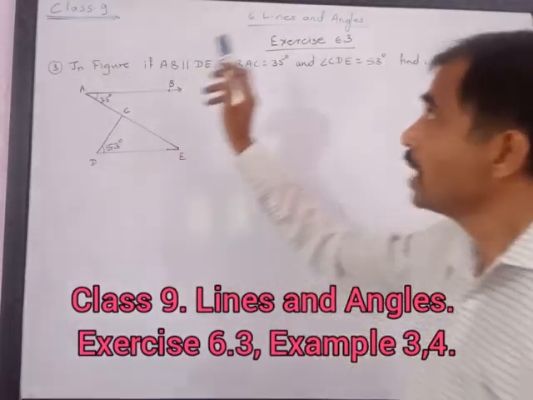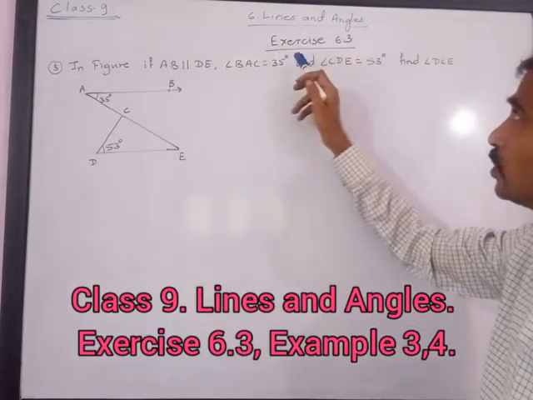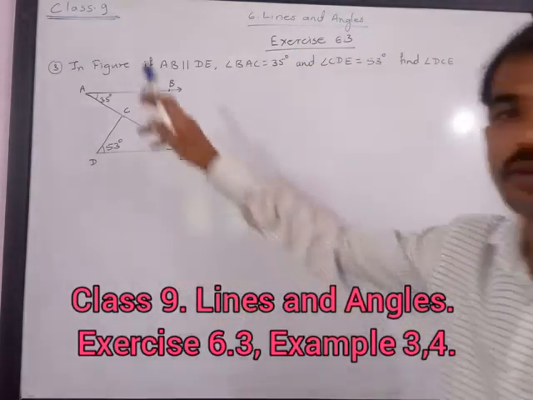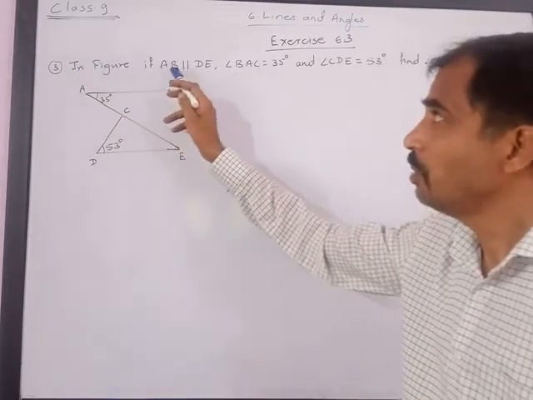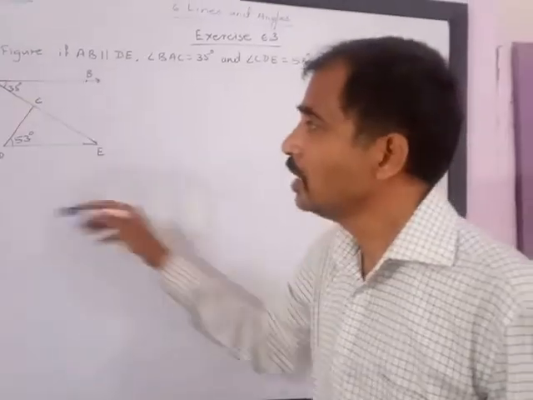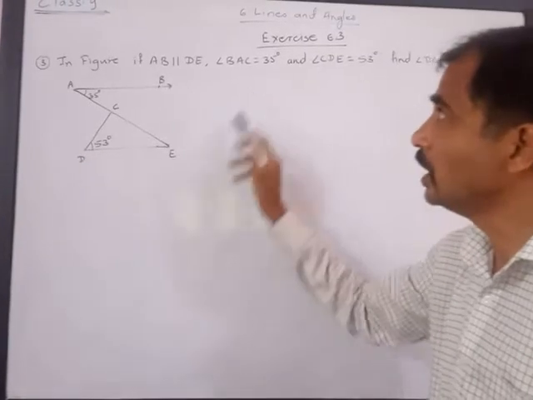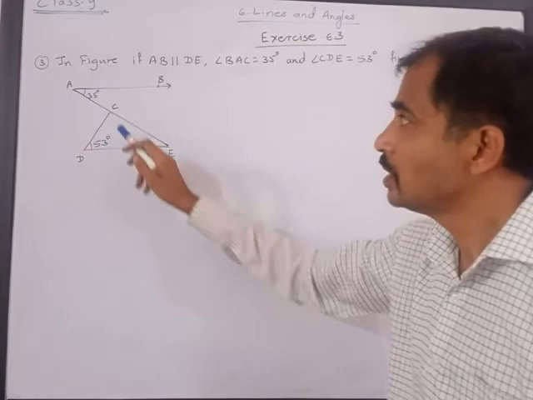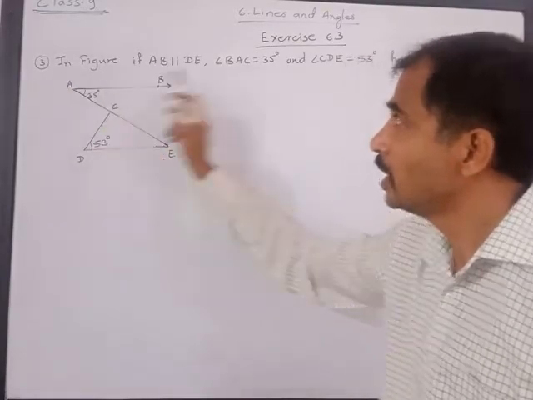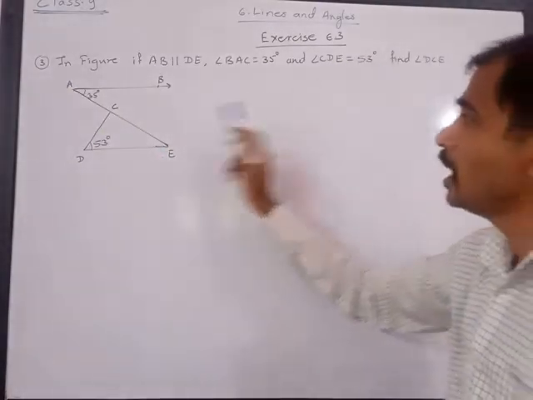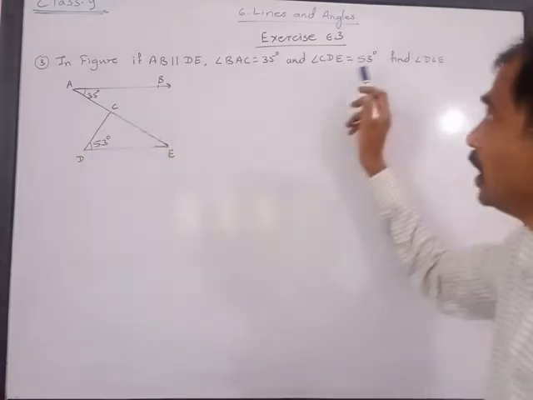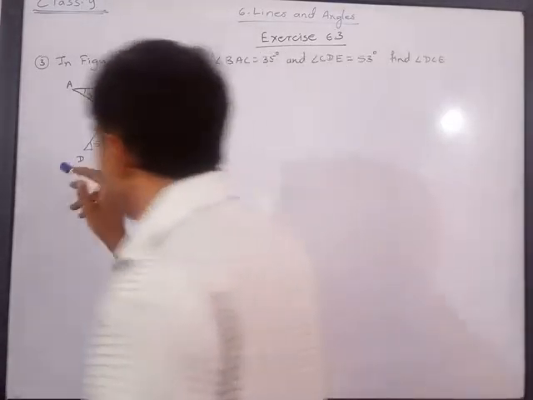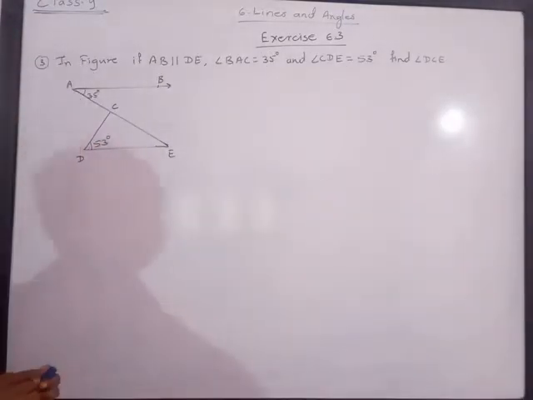Dear friends, in class 9, in 6th chapter lines and angles, we have exercise 6.3 and we are solving the third question. In the figure, if AB is parallel to DE, we are given that angle BAC is 35 degrees, angle CDE is 53 degrees, and we are asked to find angle DCE. Now see how it can be found.